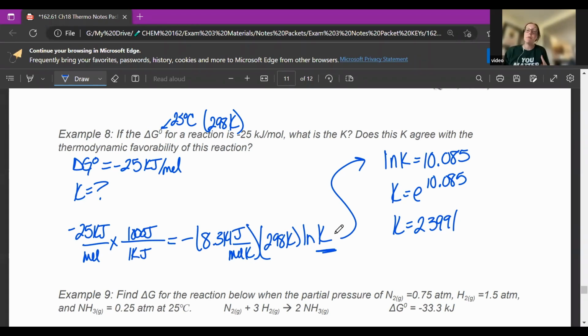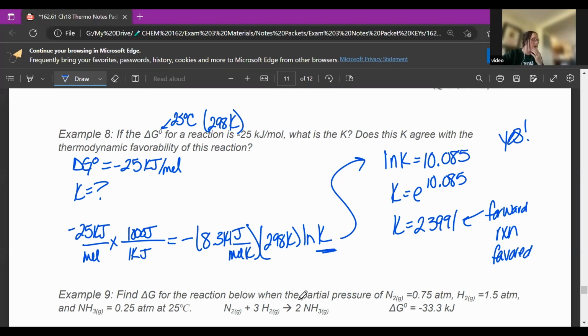Now, let's think about K values for a minute. If K is really, really big, that means that the right side, or the forward reaction, is favored. Does this make sense with the delta G we have? Well, the delta G is negative, which means it is favored thermodynamically. So everything goes together, it all matches. The question says, does this K agree with the thermodynamic favorability of the reaction? Yes, and it should. If it doesn't, you did something wrong.